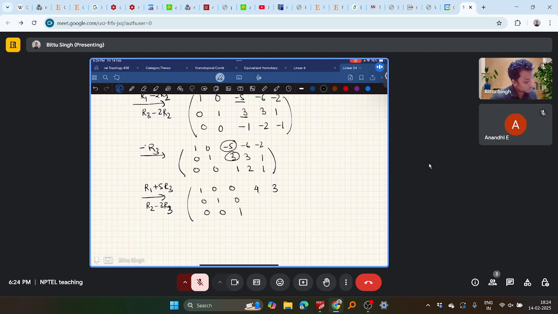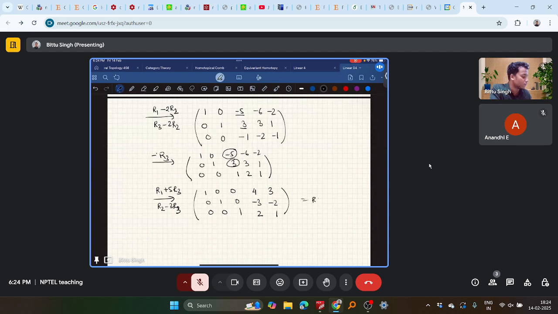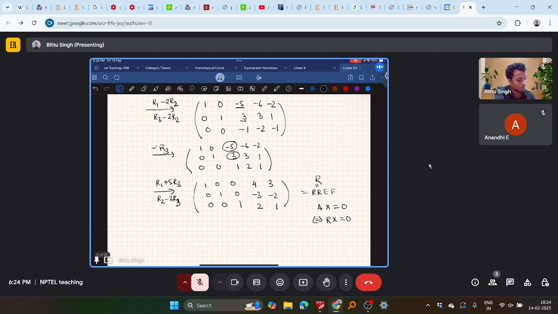So R2 minus 3 times R3: 3 minus 6 minus 3, and 1 minus 3, which will give us minus 2, and everything else is fixed. Since this is row reduced echelon form, we can easily solve the system. We know that Ax equal to 0 is equivalent to Rx equal to 0, where R is the row reduced echelon form. So we can now easily solve the equation.